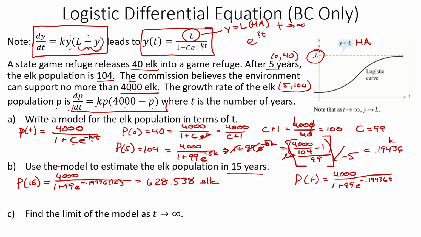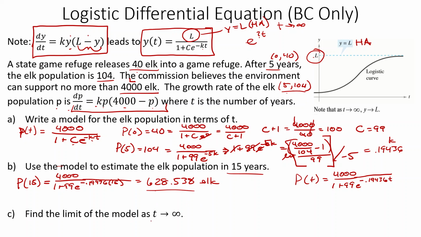And elk is our units here. And then we ask ourselves, does that seem reasonable? Let's see, we had 40 at the start. After 5 years, we're at 104. And after 15 years, we're at 600. So it's not like we're at 1,000,000. 600 still seems like a reasonable number of elk to me.